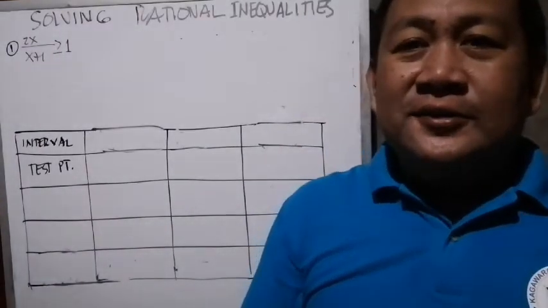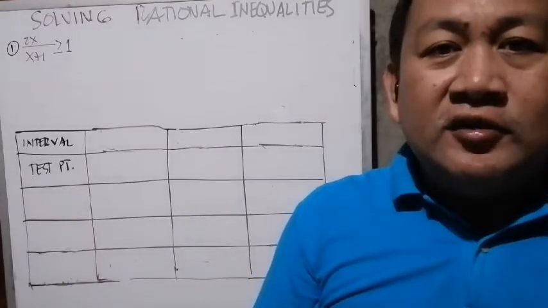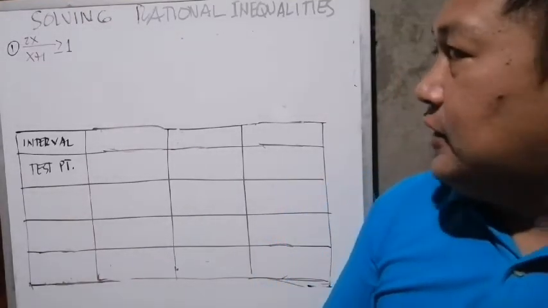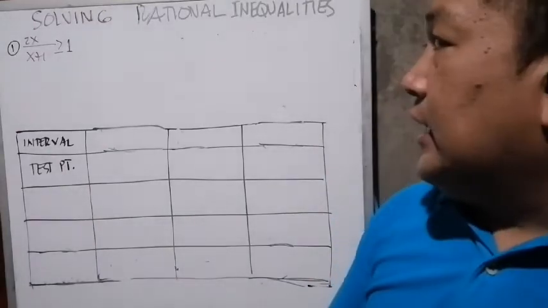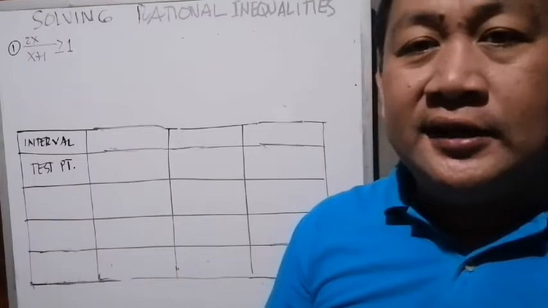Okay, good day everyone. So this time our focus is solving rational inequality. So may we consider the given example on the board. We have there 2x all over x plus 1 is greater than or equal to 1. So the first step is to equate the given inequality to 0.